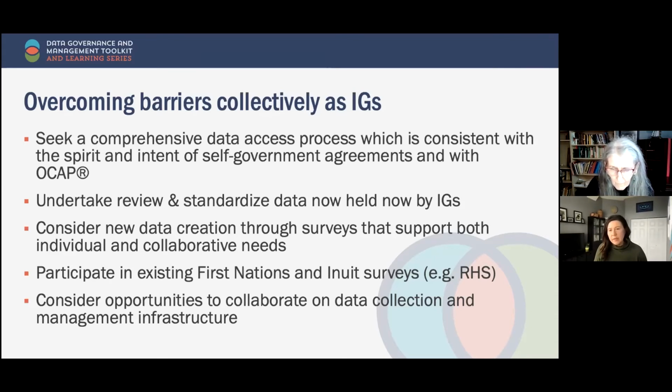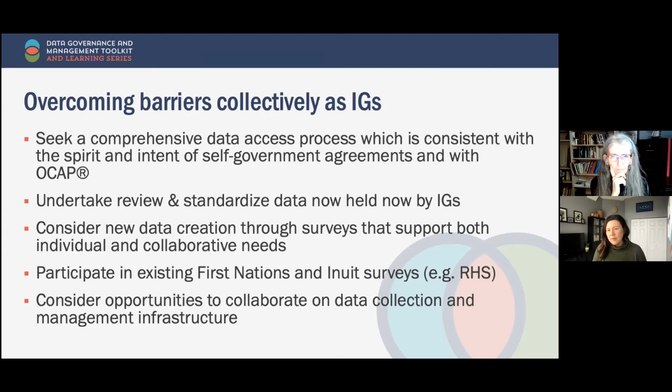Like continuing to hold other governments accountable for the fact that you have self-governing agreements, and that includes governance rights with respect to data. So just continuing to hold that perspective and hold your partners accountable to uphold those agreements that have been entered into.